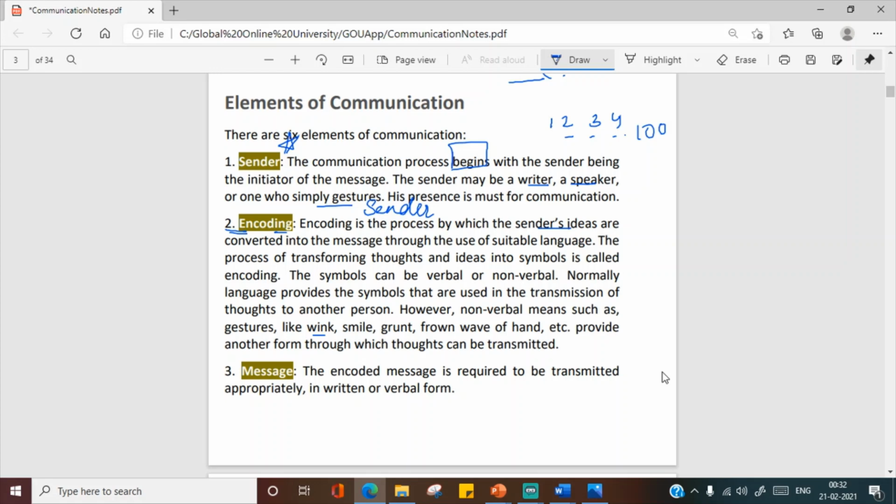that means wink. Smile, grunt, frown. Frown means when you're sad. Wave of hand. These provide another form through which messages or thoughts are transmitted. So transferring of ideas or the thoughts of the sender into suitable language is encoding.